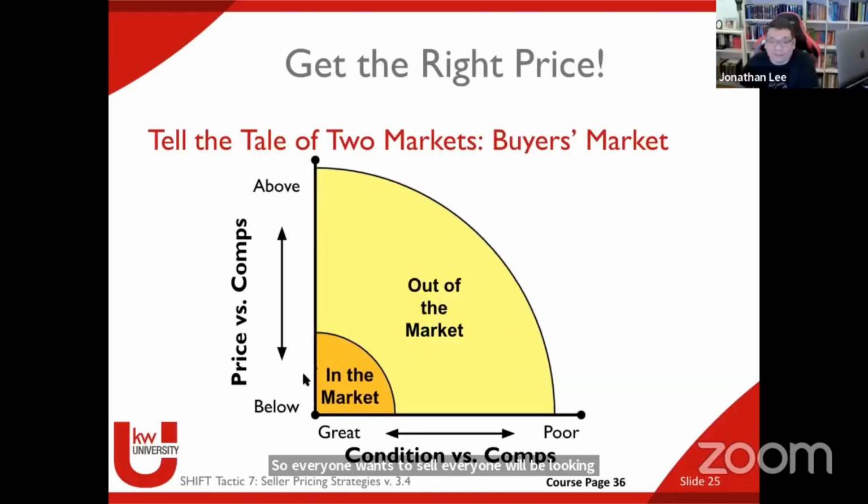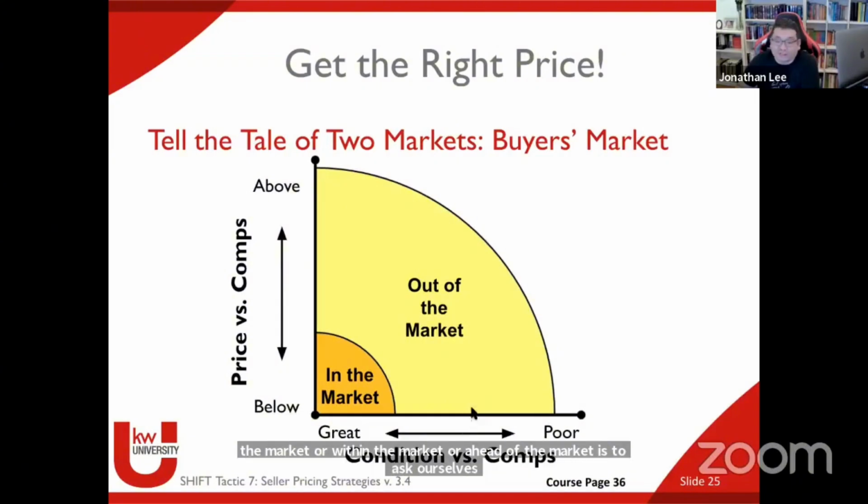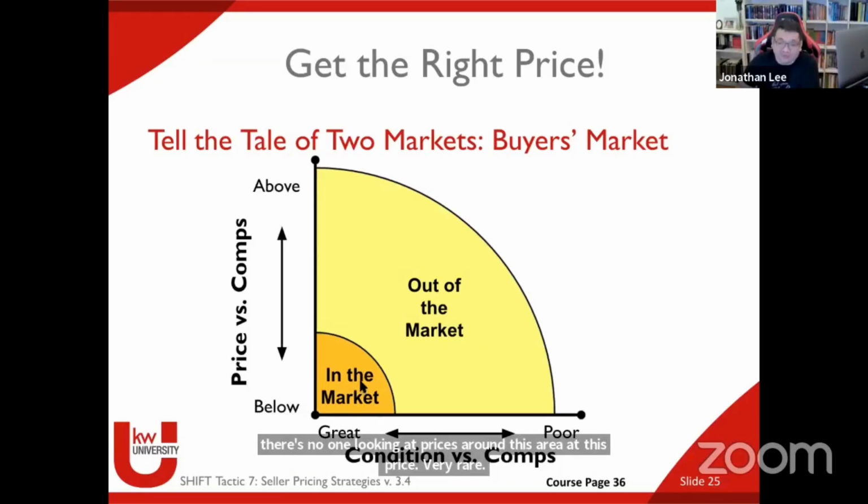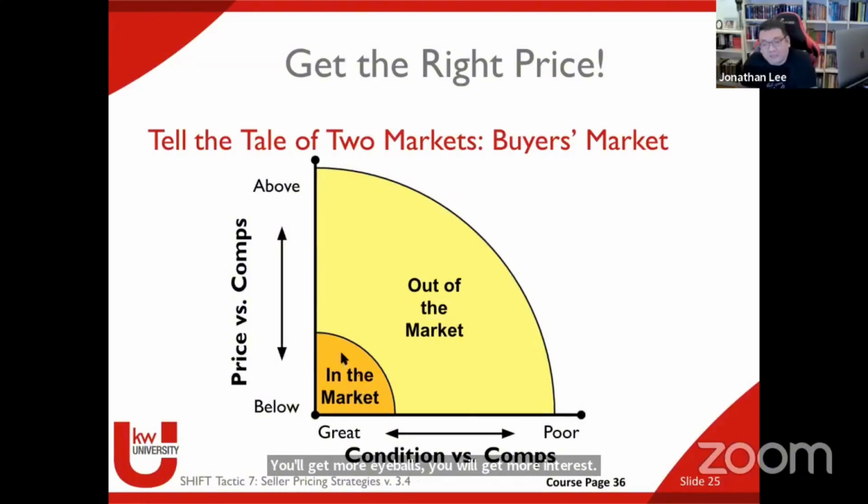In a buyer's market, the boundary of pricing is very small. So if you were to price the property, you need to really price within this boundary. This is really out of the market. When we talk about pricing in the market or within the market or ahead of the market, we ask ourselves: if we start from here, it's very difficult because there's no one looking at prices around this area at this price. Very rare. But if you go inside here, you will get more information. You get more eyeballs, you will get more interest. So the goal is to understand what is this boundary that will potentially create more interest in that market. It's really talking about pricing in the market.